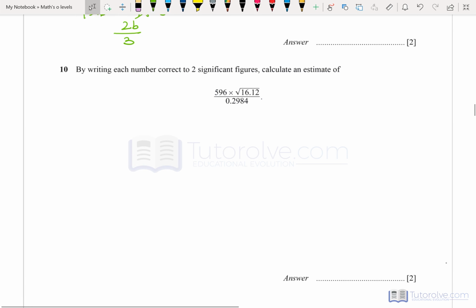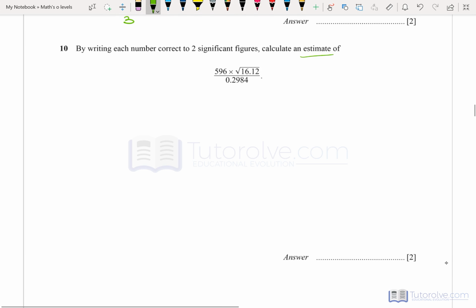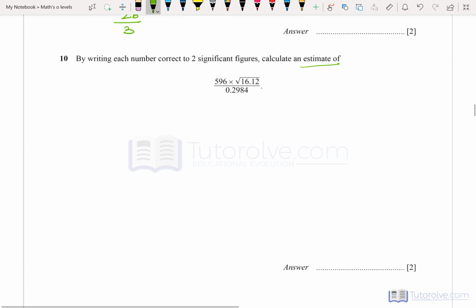And question number 10, we have to write each number correct to two significant figures, and we have to calculate an estimate of the following. So when you convert 596 into two significant figures, this is going to be automatically a 0 because it's going to give a 1 to here. So this is going to be 600. Two significant figures of this is 16. And in two significant figures, we have to round it up to this 9 here. So this is going to be converted into a 0 again.